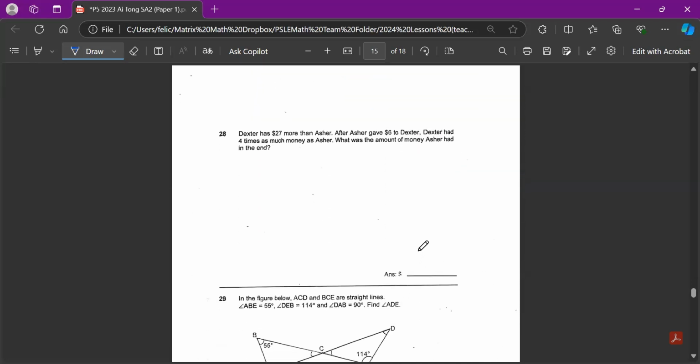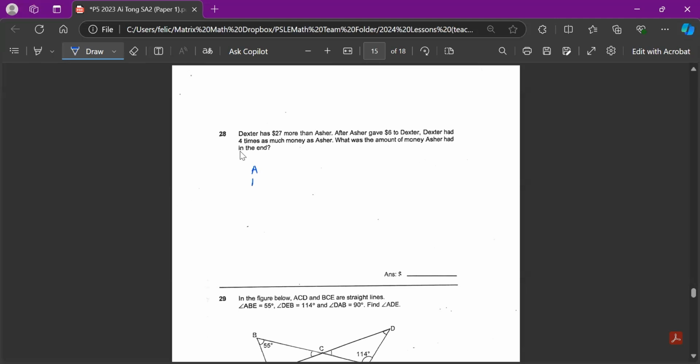Okay, question 3. Okay, Dexter has $27 more than Asher. After Asher gave $6 to Dexter, Dexter had 4 times as much as Asher. So questions like that, you have to draw a model because they started off with more than, that's a comparison word, and then there's a transfer, and then there's a 4 times in the end. So this model will be the best to illustrate this whole thing.